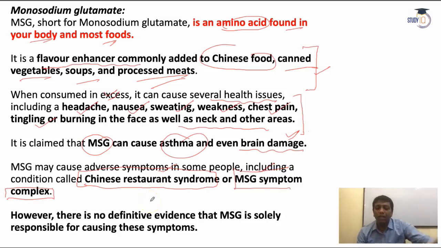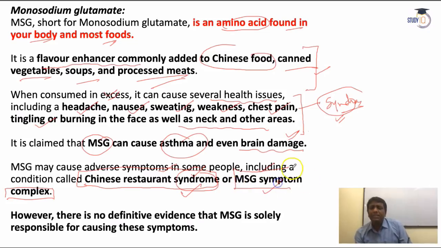Syndrome is a group of many diseases. So here, what is this? It's a kind of syndrome, meaning a group of many problems associated with MSG consumption. So the term is used as a syndrome, the Chinese restaurant syndrome, and it is an MSG symptom complex. However, there is no definite evidence that MSG is solely responsible for causing these symptoms.